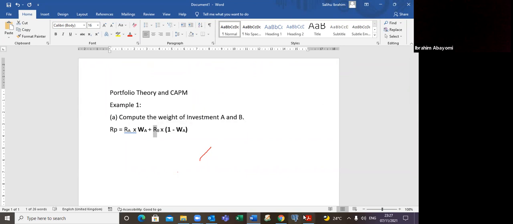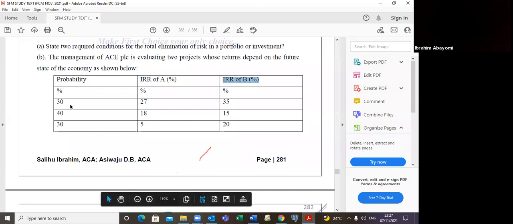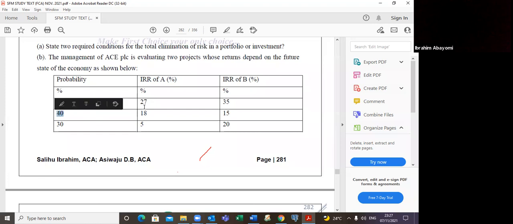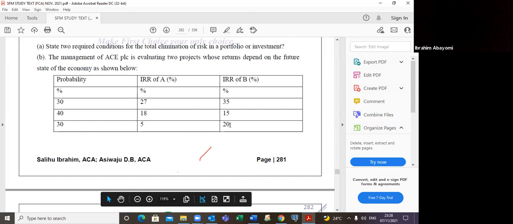How do we do that? I repeat the probability. I multiply by what? By the return. Pick this one, multiply by this. Pick this one again, multiply by this. I will now add all what I have here together. That's my expected return on A. I do the same to B. This times 35, 40 times 15, 30% times 20. I add everything together there. I get expected return on B.